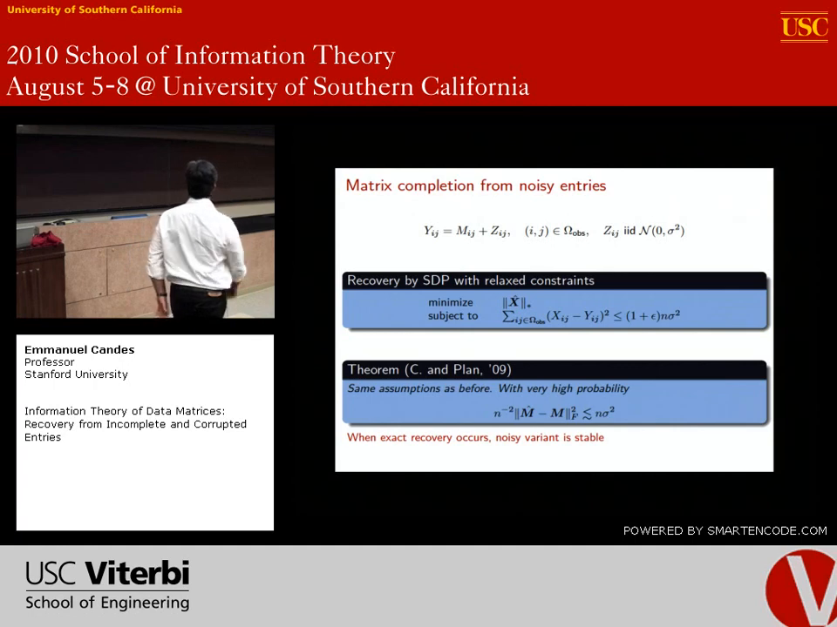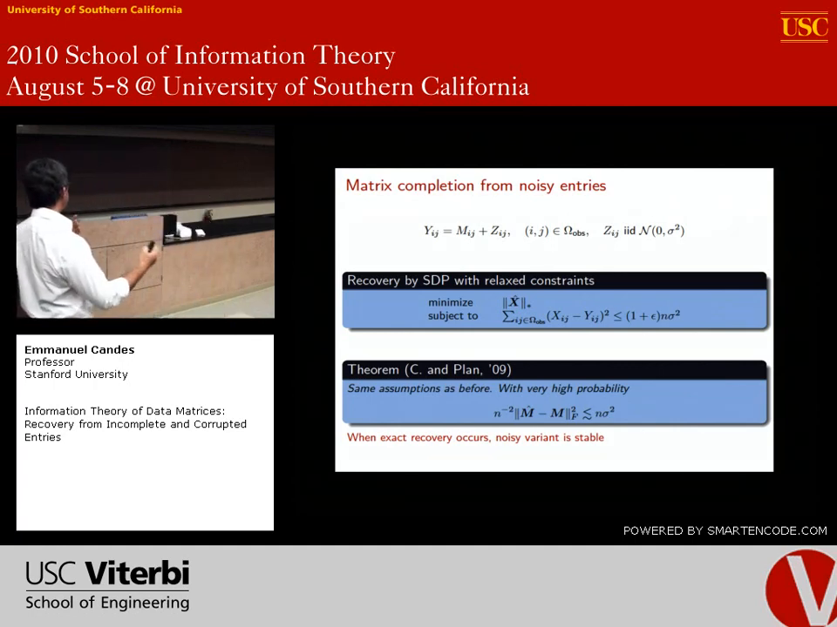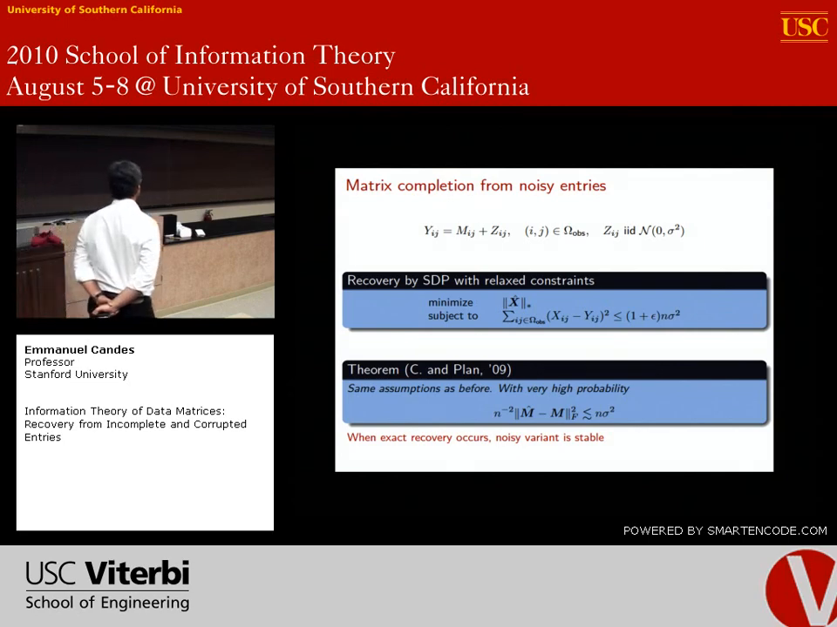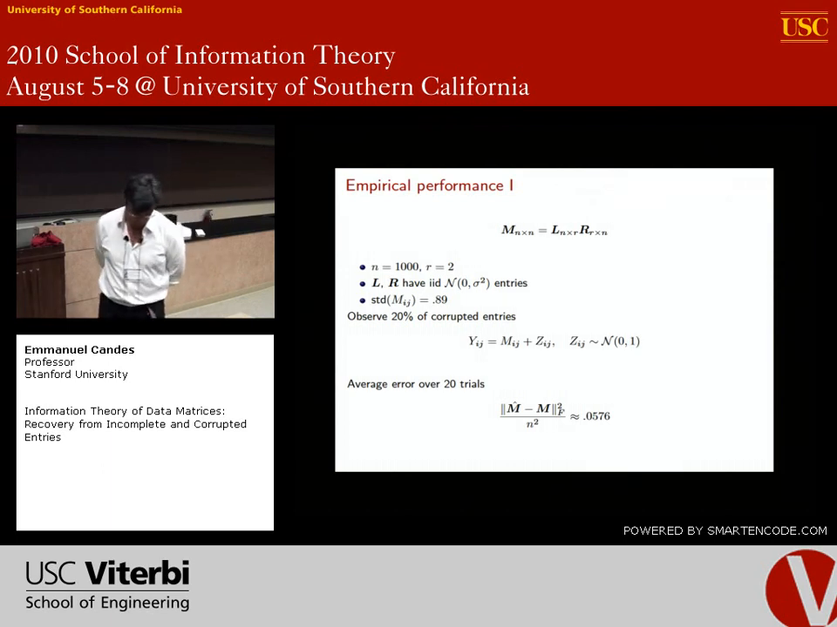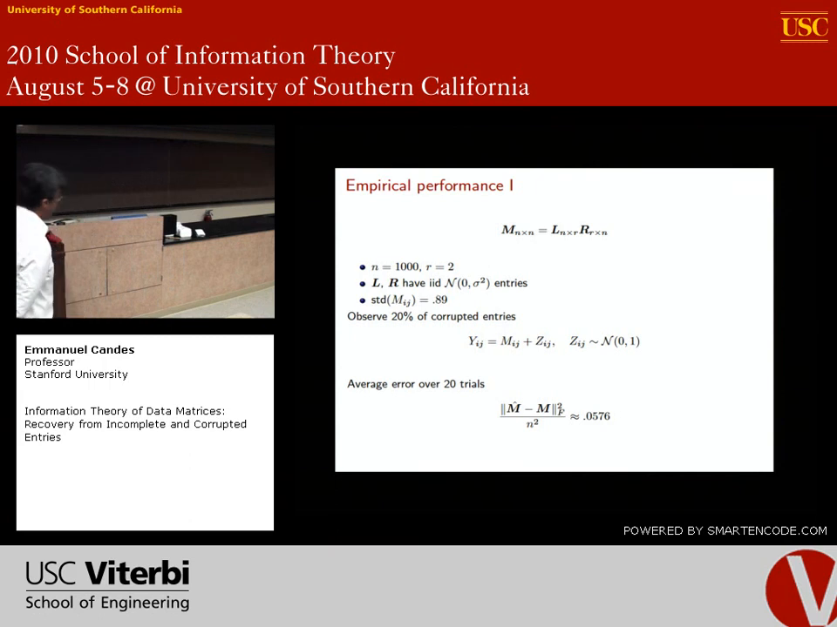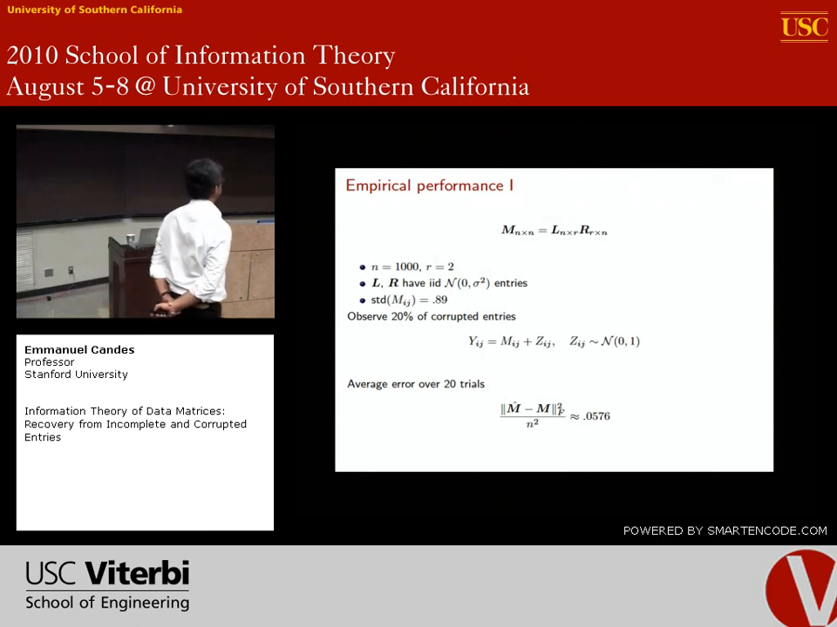And what you can prove is that the mean squared error is low. That is, the mean squared error per entry is essentially proportional to the noise level, and things are well. And numerically, you can see this: even though the entries are not observed noiselessly, but are observed with quite a bit of noise, the method would just remove the noise and give you accurate estimates.